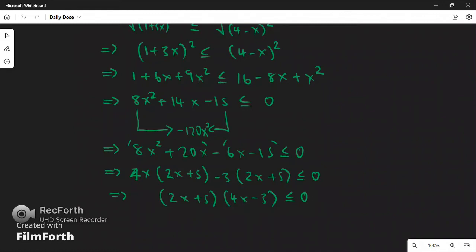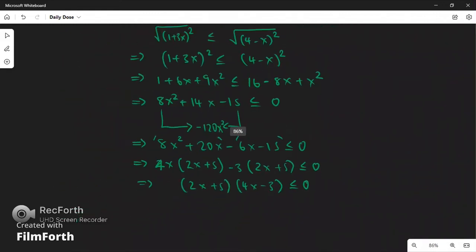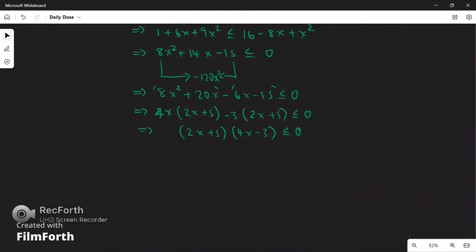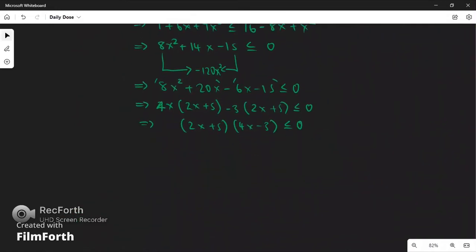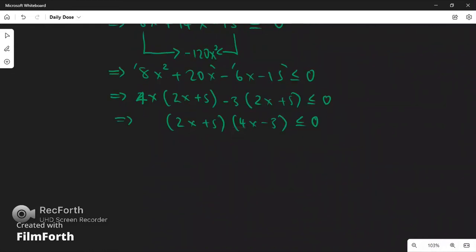So from here we can now get what we call our critical values. So what are our critical values now here? To get critical values, I think we still recall from high school that you take each of these factors and you equate them to 0, which will give us that x is equal to -5/2, and the other one will give us that x is equal to 3/4.